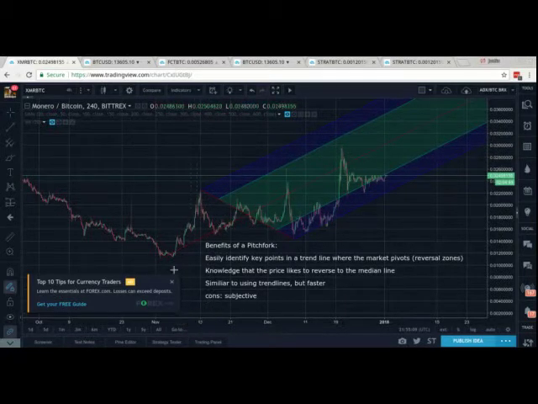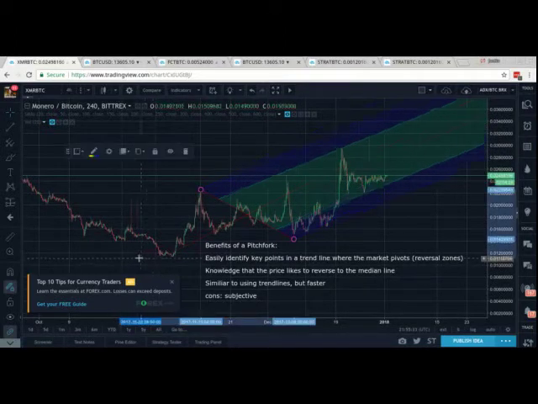But it's that simple. Now, the problem with using pitchforks, if you're using this as your only indicator, is that they are subjective. And the reason that they are subjective is that you can make them reflect what you want to see. That's why I like to use the rules of using the lowest low in the past, the highest next high, and then the next lowest low. And that will give you an accurate pitchfork channel.